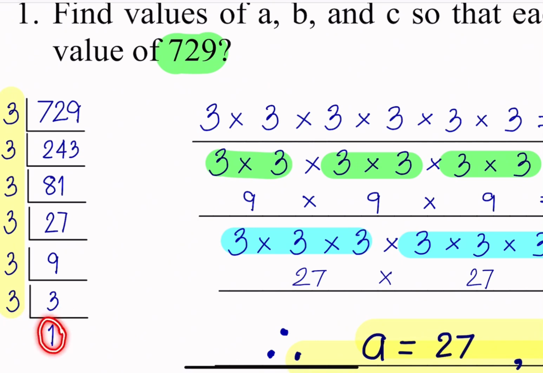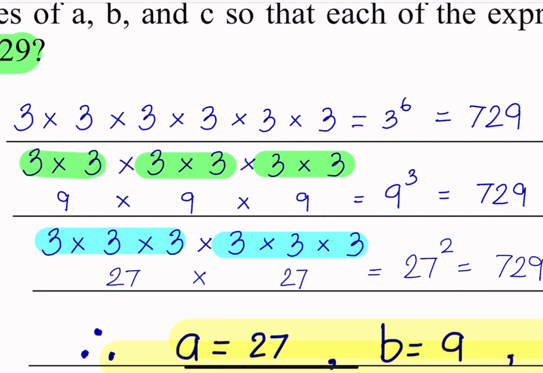Notice the last number here is 1. Counting 1, 2, 3, 4, 5, 6, we have 6 threes. So we just rewrite them here for you to see it. In exponent expression, we have 3 to the power of 6. Again, this is not 3 times 6. It is 3 multiplied by itself 6 times. So we have 3 times 3 times 3 times 3 times 3 times 3 is 729.